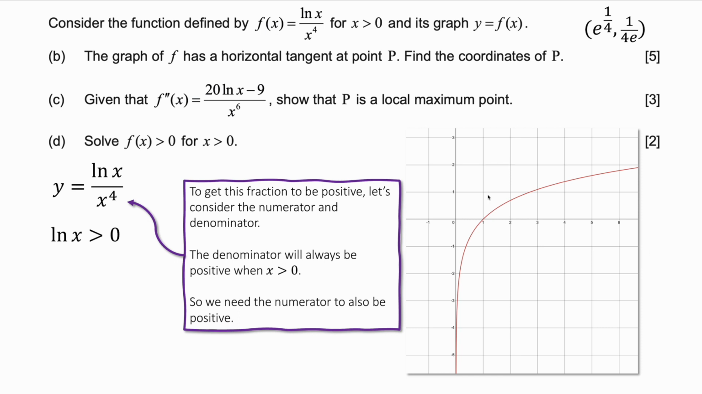So I've just got the ln of x graph here. It's negative until 1, and then after 1 it's positive. So ln of x is positive when x is more than 1. So if x is more than 1, the entire fraction is positive. I'll just repeat my logic there. On the bottom we've got x to the power 4, and that's always positive when x is positive. And then on the top we've got ln of x, which is only positive when x is more than 1. So therefore, to get the entire fraction positive, you need x to be more than 1.